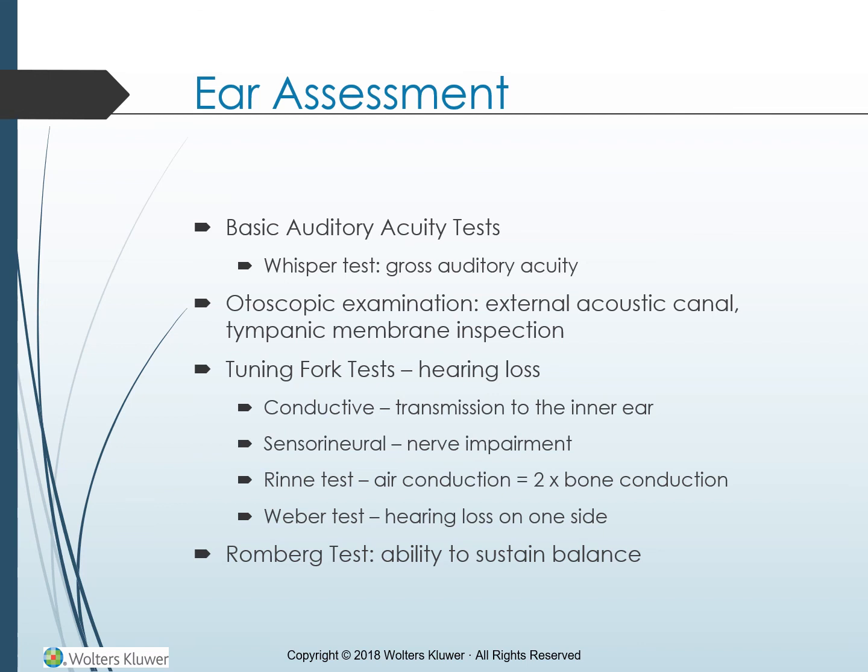Sensorineural hearing loss is the result of nerve impairment. The Rhine test and Weber test identify types of hearing loss. For the Rhine test, see Figure 41-11, the tuning fork is struck, placed on the mastoid process behind the ear, and held there until the client indicates the sound is no longer heard. Immediately after that, the still vibrating tuning fork is held beside the ear, and the client again says when the sound is no longer heard.